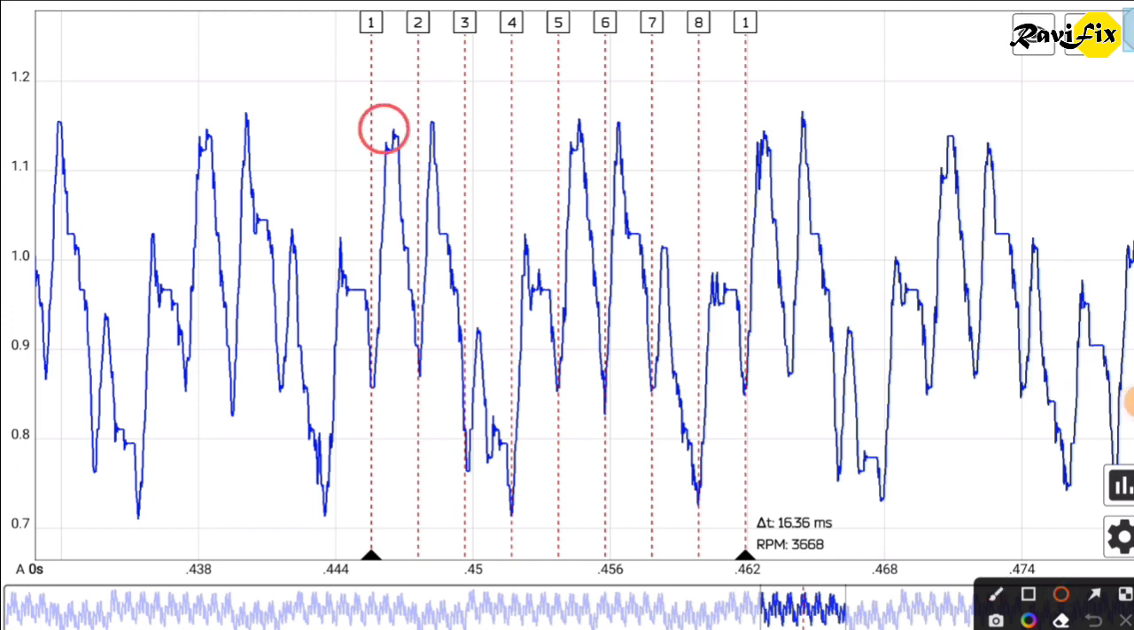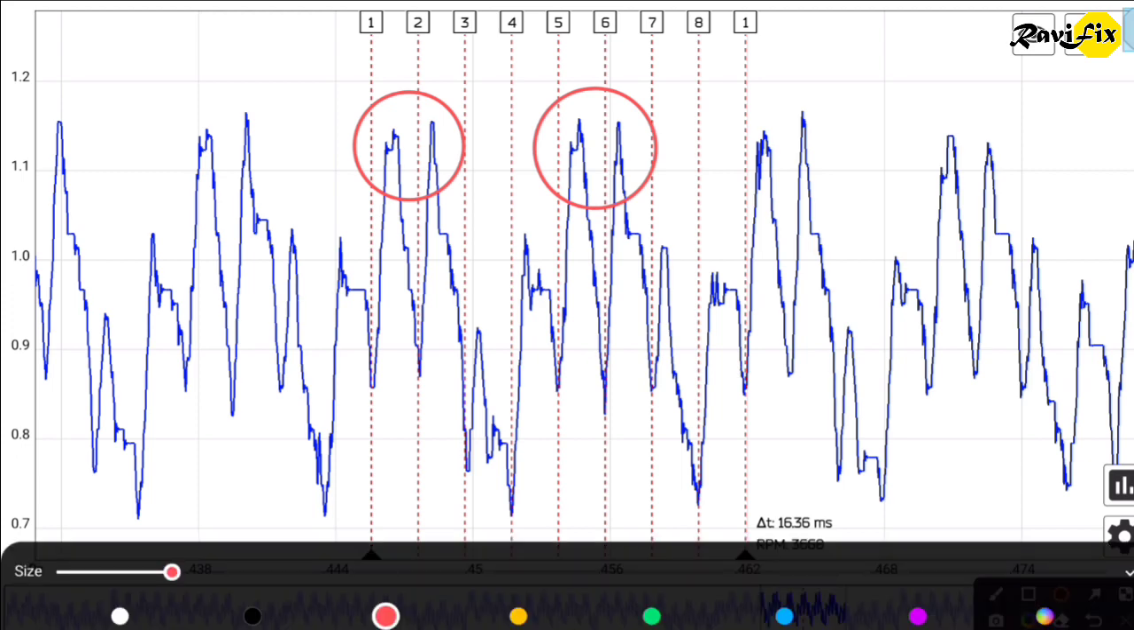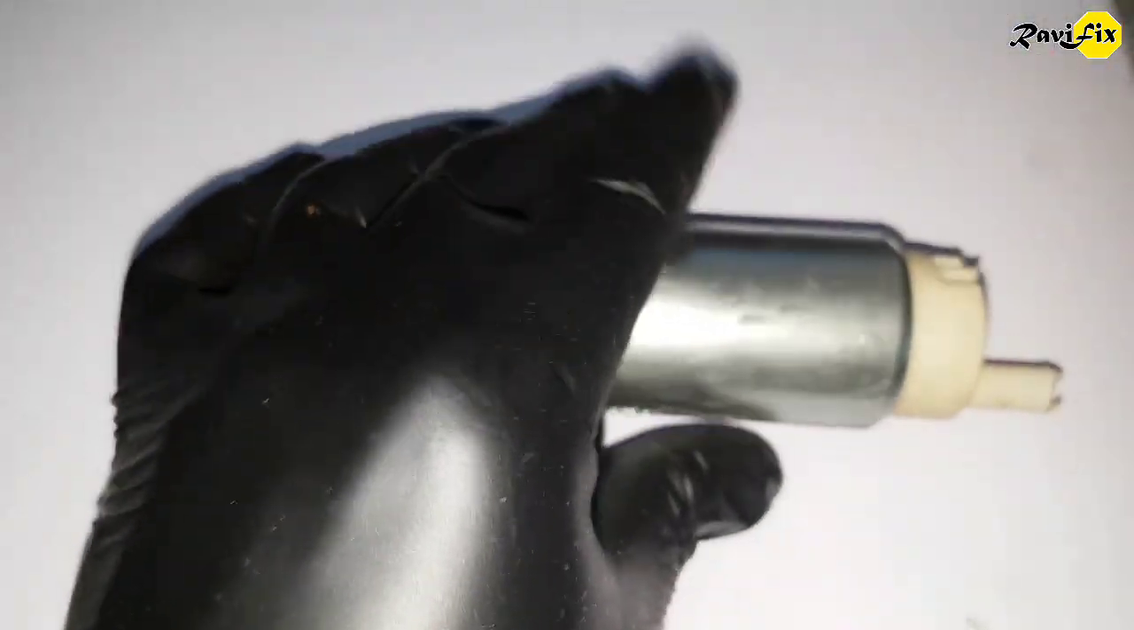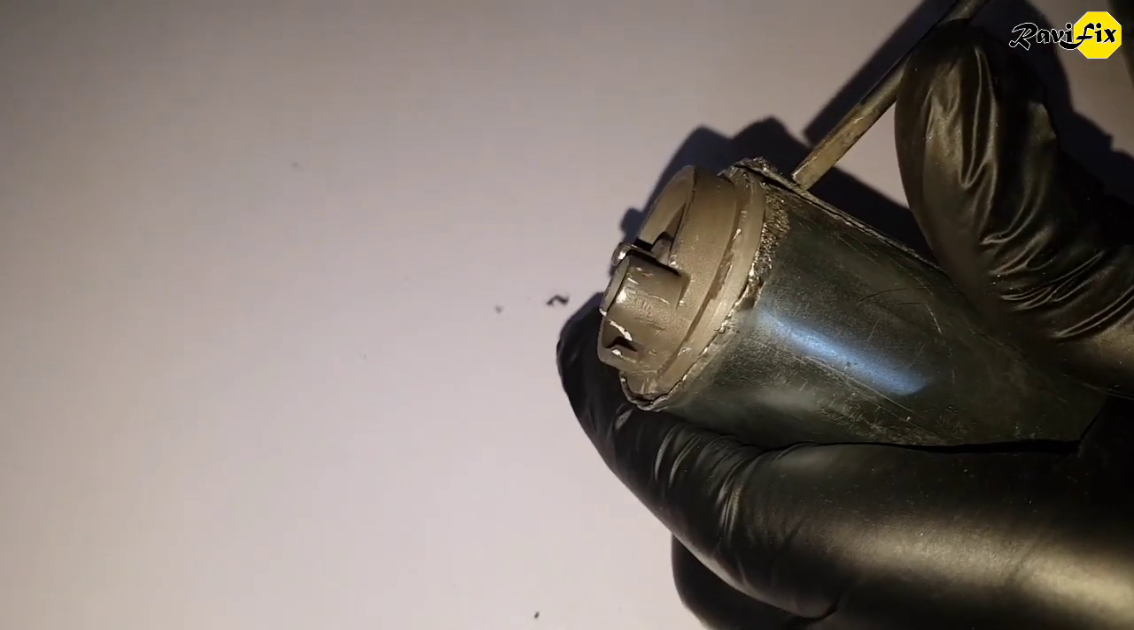That is how we believe all the time when we see this type of fuel pump current hump waveform pattern. In most YouTube videos, experts also call it the same way. But I would like to see it physically on the fuel pump. Okay, I am going to open the specific fuel pump related to this waveform. This is the specific fuel pump which I have already opened.